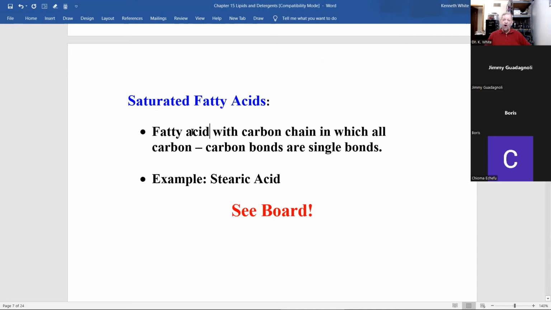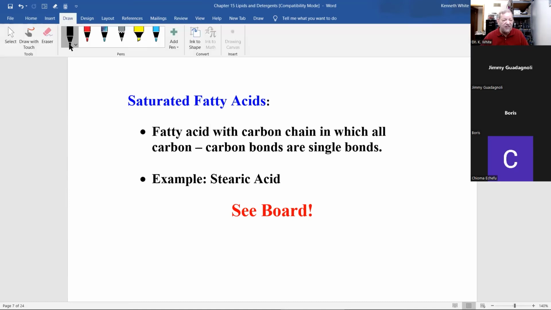If you remember, a long time ago, beginning of the semester, we talked about saturated hydrocarbons. And those are molecules with only carbon-carbon single bonds. Well, a saturated fatty acid is a fatty acid where the carbon chain has all carbon-carbon bonds as single bonds. If you put down that it has all single bonds, I'll mark it wrong. You should know this. Why? Because you got a carbonyl, that's the carbon-oxygen double bond.